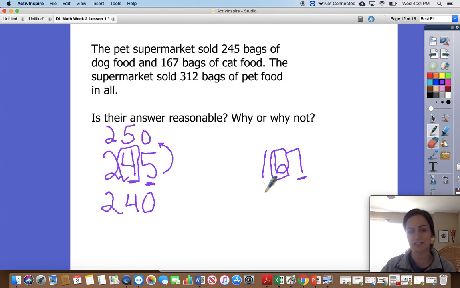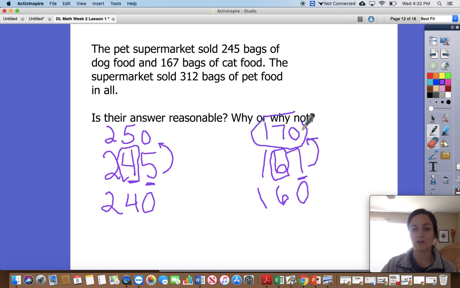Let's look at 167. 167 is between 160 and 170. I'm going to look at my ones to tell me if I go up or down. 7 is bigger than 5, the halfway point, so I'm going to round up. So I have about 170 bags of cat food and about 250 bags of dog food.